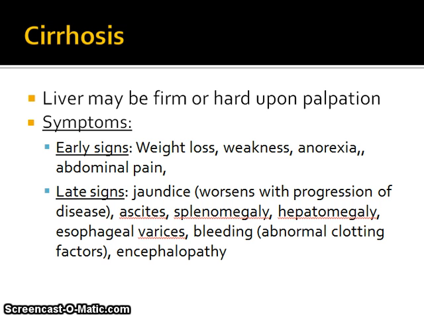Cirrhosis, whenever we do a physical exam, we'll notice some different things. One is that the liver can be hard or firm whenever it's palpated. Sometimes it's also enlarged. Symptoms include, early on, patients are going to have weight loss and weakness, loss of appetite such as anorexia, and abdominal pain. As it progresses and gets worse, the symptoms also worsen. They'll get jaundice, which is yellowing of the skin, ascites, their liver and spleen will get enlarged, splenomegaly and hepatomegaly. They'll get the esophageal varices. They're at high risk for bleeding disorders because your liver also creates your clotting factors for your blood, and they can have encephalopathy.